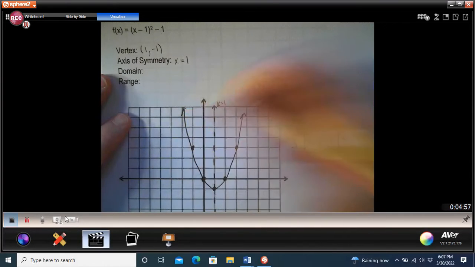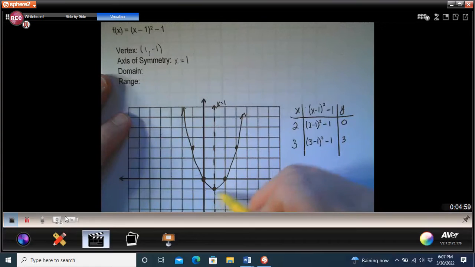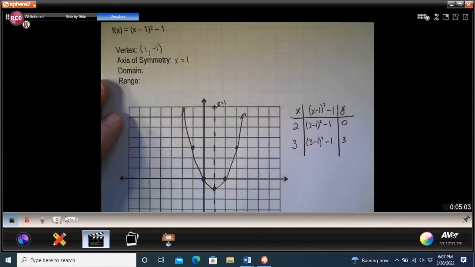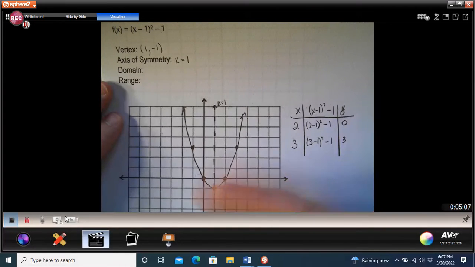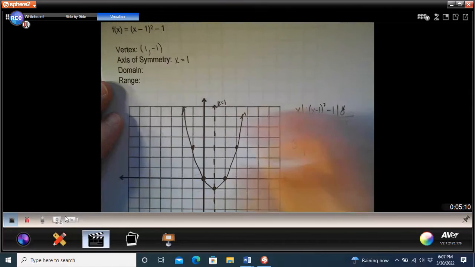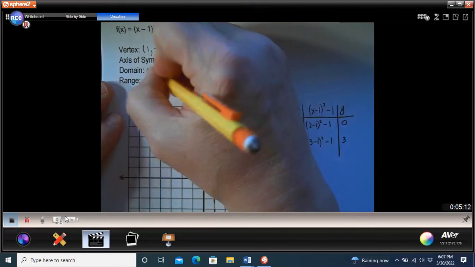These do not make a V. This is a curve at the bottom down here. Okay, that's imperative. And that's what the graph looks like. So the domain, there's really not anything I can't plug in for the domain. The domain is all real numbers.